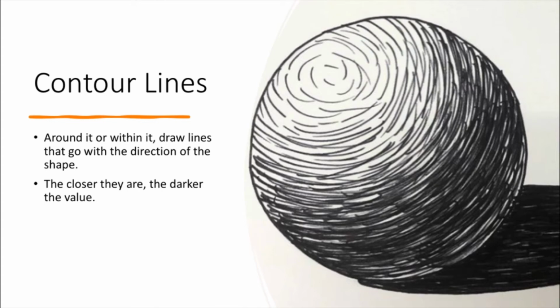Contour lines are typically lines around it, but I guess the definition of a contour line could also be lines that are going in the same direction of that object. So they go around it or within it, or they draw lines that go with the direction of the shape. And the closer they are, the darker they appear. You can see that also in this drawing, that the cast shadow is way darker than the form shadow.